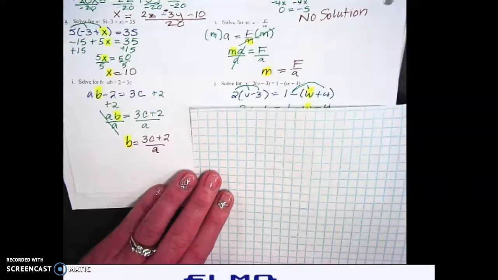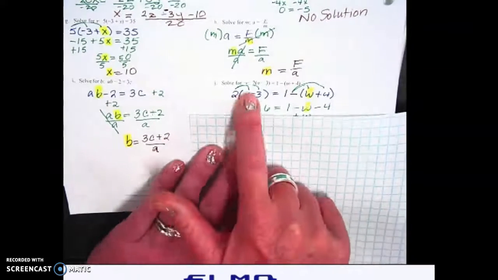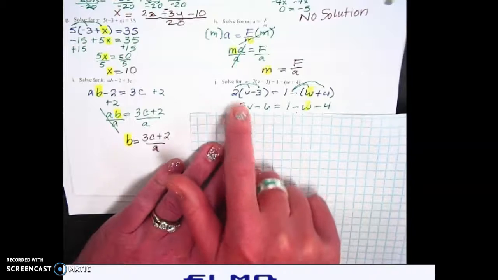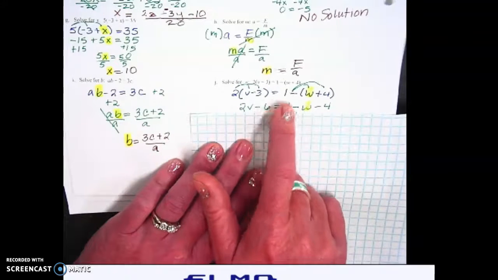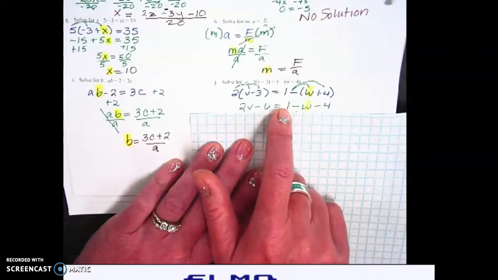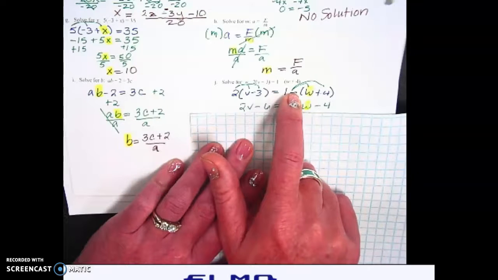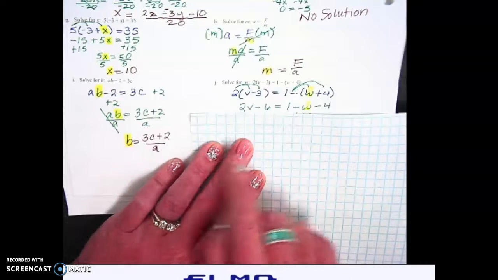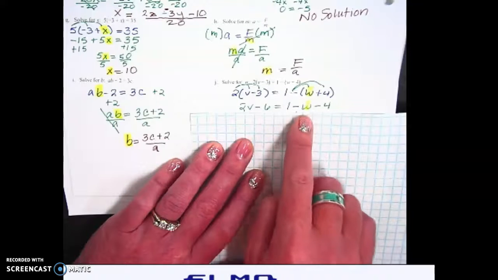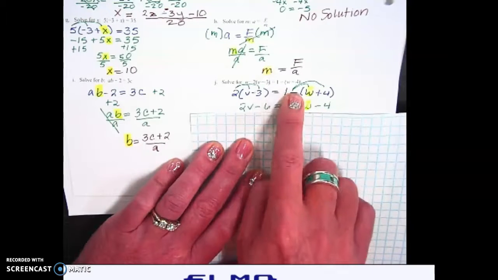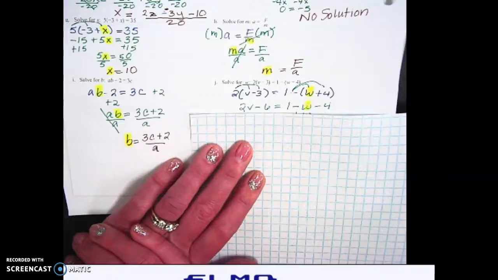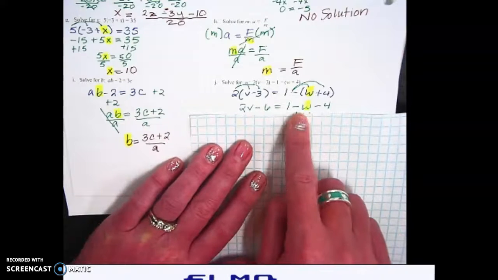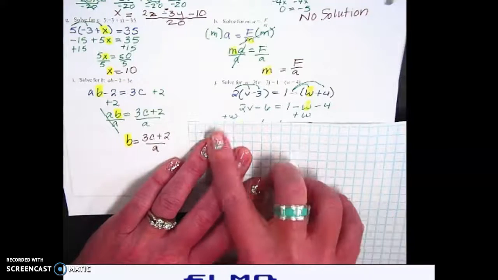All right, so let's do the left side first. So we've got 2 times V, which is 2V. We've got 2 times negative 3, which is negative 6. And then on the right, we're going to copy down that 1, but then we need to take that negative sign and distribute it into the parentheses. So negative 1 times W is negative W, and negative 1 times 4 is negative 4. I know I want that W on the left-hand side, so I'm going to add W to both sides.